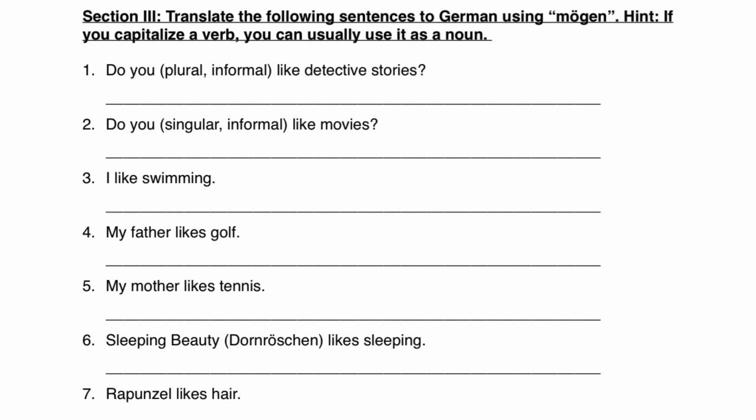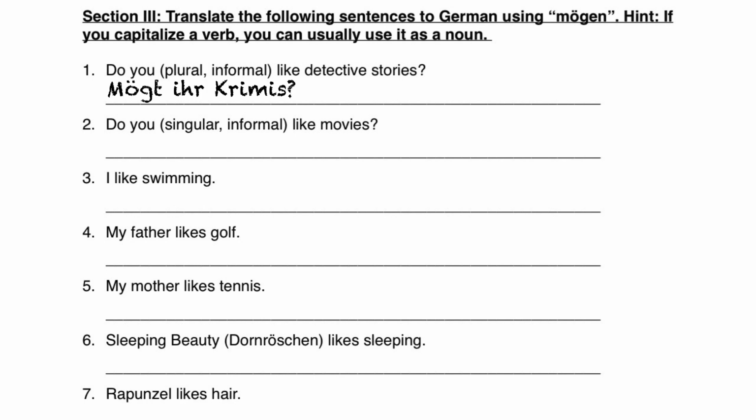Nummer 1. Do you, plural informal, like detective stories? So we start off here with the plural informal. Plural informal is the ihr form, and therefore we start off with our conjugated verb mögen to go with the ihr form, which would be mögt. Then the detective story is of course a Krimi, and so we say here in the plural, Krimis. Mögt ihr Krimis? Do you all like detective stories?